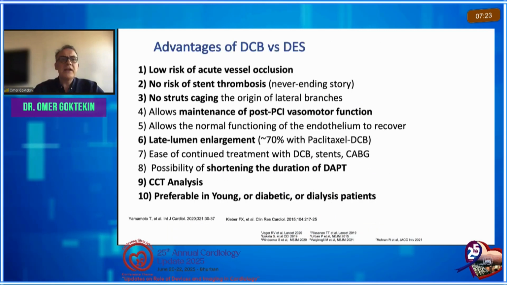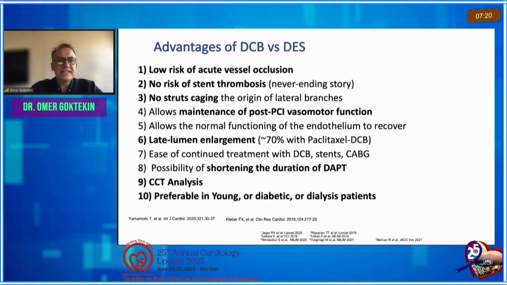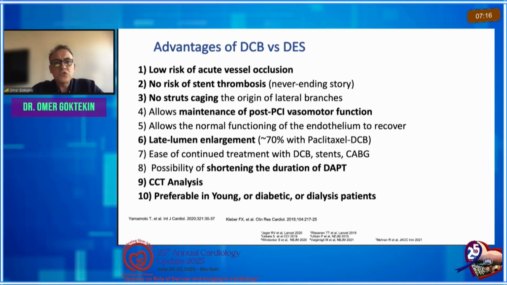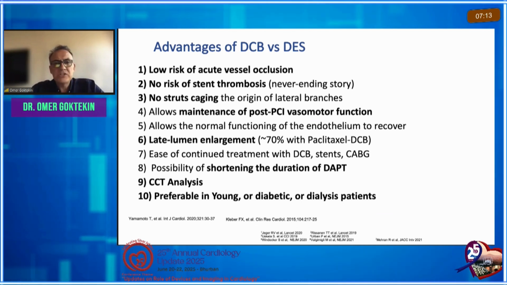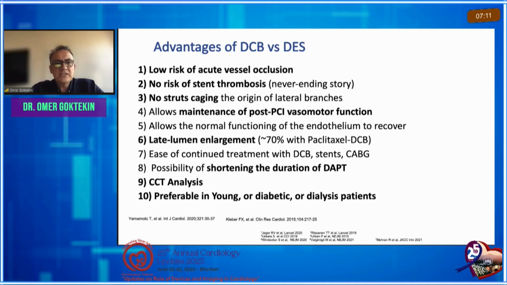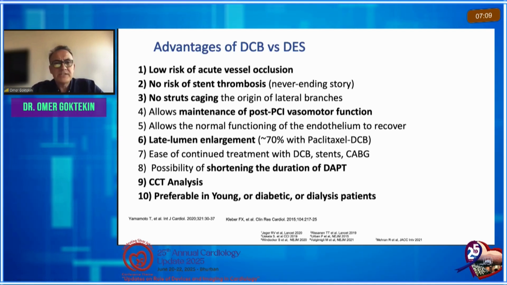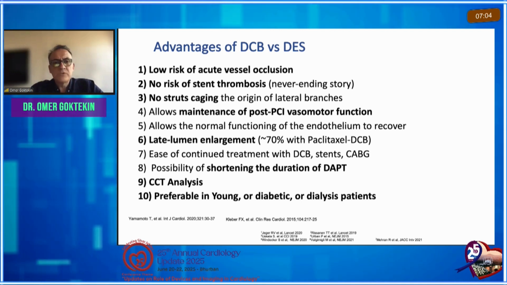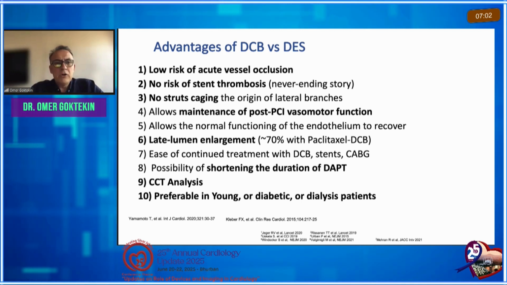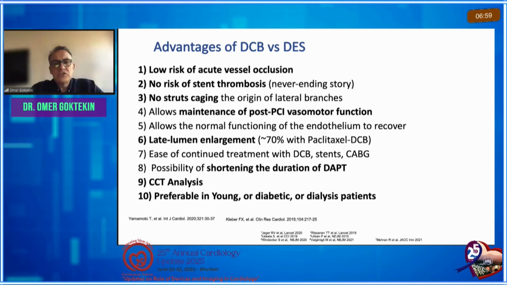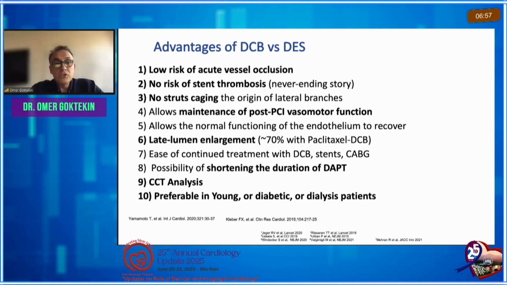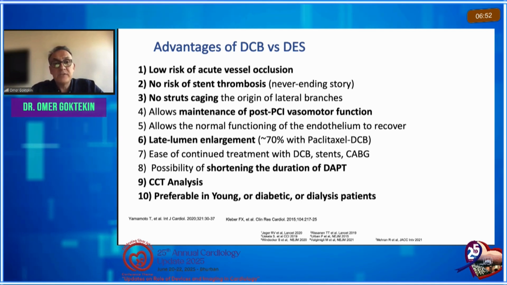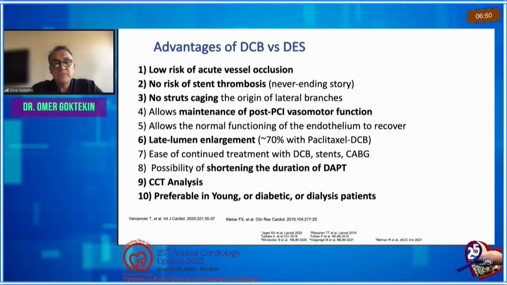So let's look at other advantages of the DCB over DES. First of all, we have a low risk of acute vessel occlusion. There is no stent thrombosis, because it's not a never-ending story. There is no stent caging, so the origin of the lateral branches will be free. Also, DCB allows maintenance of post-PCI vasomotor function and allows the normal function of the endothelium to recover. And also, there is late lumen enlargement. This is very important. After paclitaxel, 70% of the patients have late lumen enlargement.